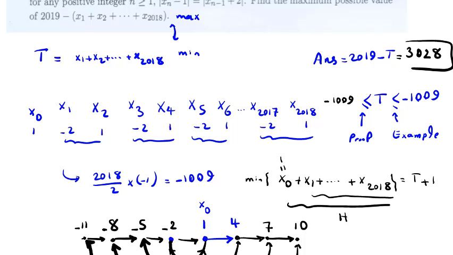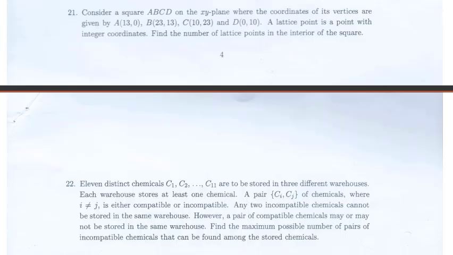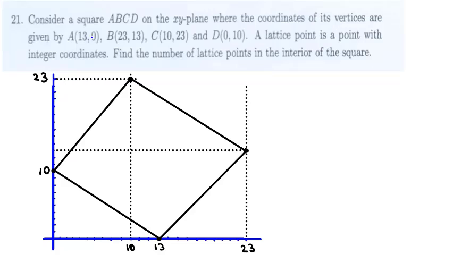SMO 2019 senior section first round problem number 21. Consider a square. So let me show this. Okay, consider a square ABCD on the XY plane where the coordinates of its vertices are given by A 13, 0, it is A.